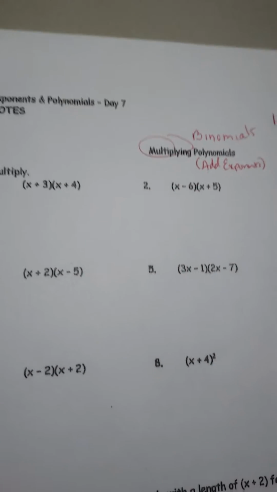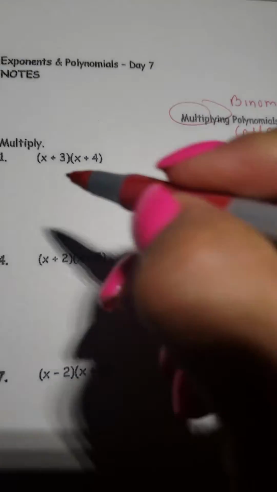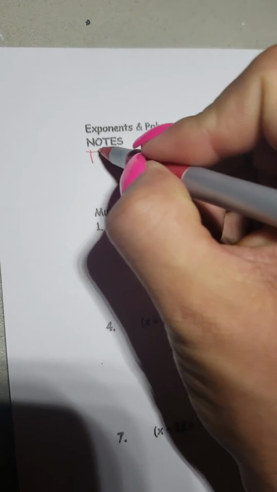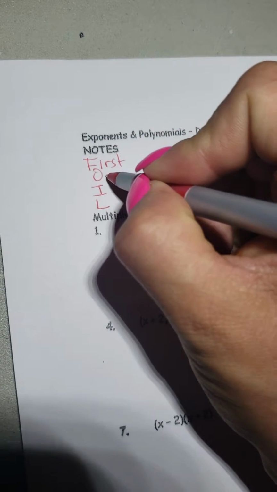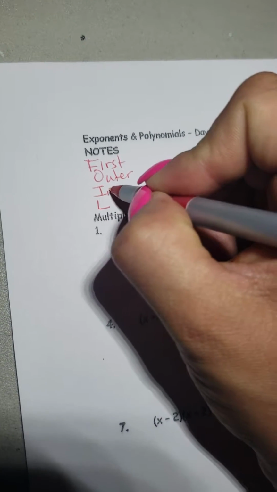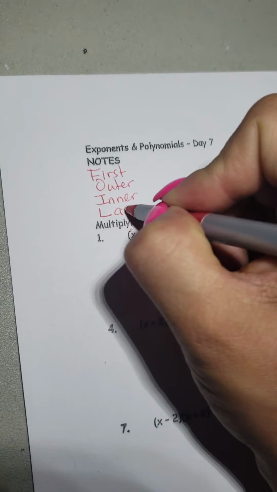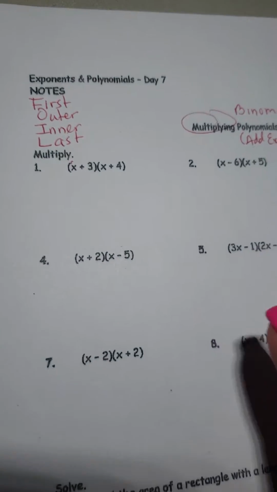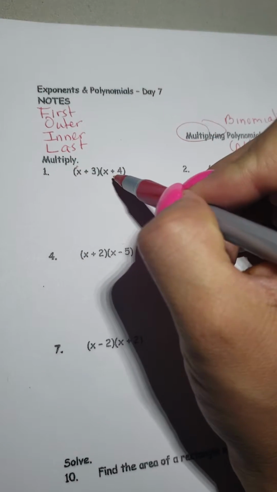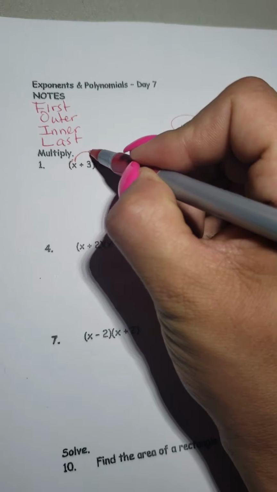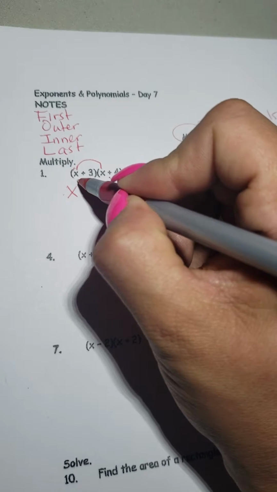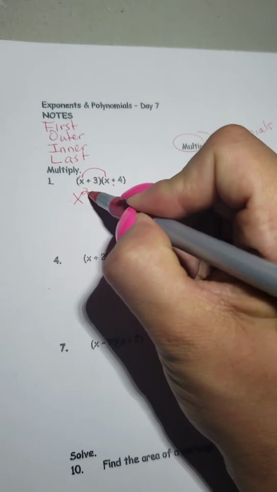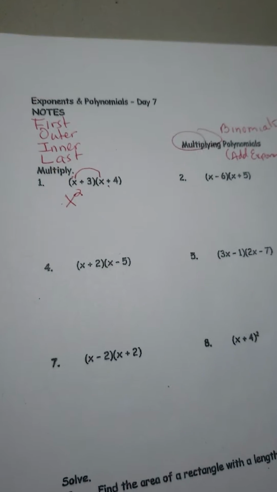Okay? Alright, so we're going to do number 1. Let me introduce you to the FOIL method. F-O-I-L stands for first, outer, inner, and last. Meaning, if I'm looking at these two sets of parentheses, I first start by multiplying whatever's first in both parentheses, which is x times x. X times x is x squared, or x to the second power.